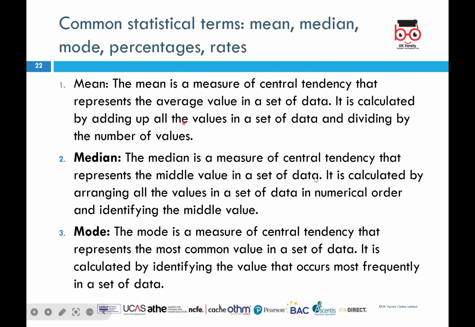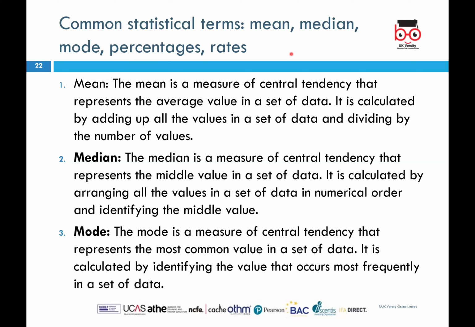We talked about the median. The median was the measure of central tendency that represents the middle value in a set of data. It is calculated by arranging all the values in a set of data in numerical order and identifying the middlemost value. If you don't have a single middlemost value, for instance if you have 6 measures, how do you calculate that? You take the mean of the middle 2 values, and whatever you get is the median. So it can have fractions, it will be in decimal points.